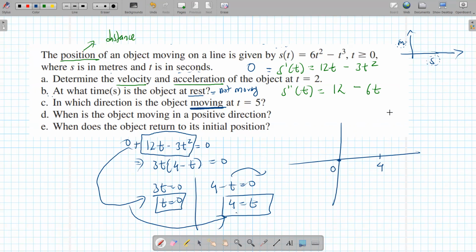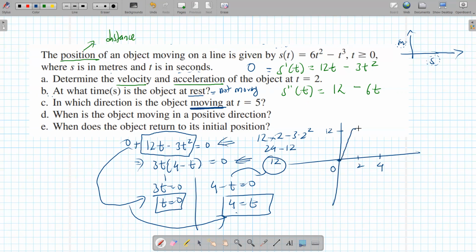Any ideas on how to find the vertex? The vertex will always be directly in the middle of the 2 x-intercepts. What's in the middle between 0 and 4, the midpoint? 2, right? You plug 2 in this equation, that'll give you the vertex. So 12 times 2 minus 3 times 2 squared, 24 minus 12, it's going to be 12, okay? Actually, we had this before from part A. So at 2, it's 12.